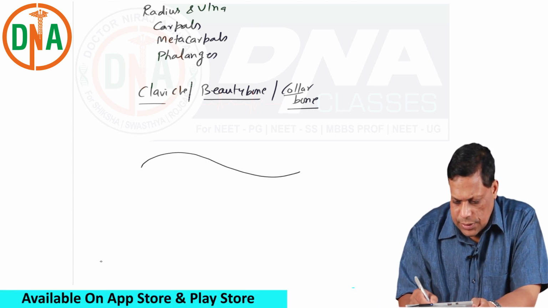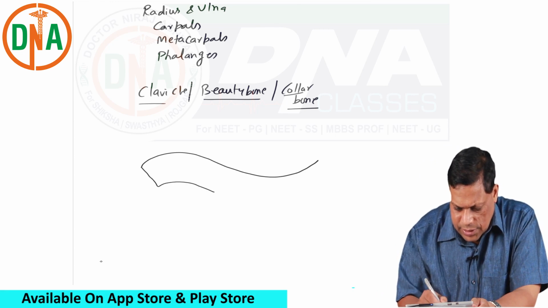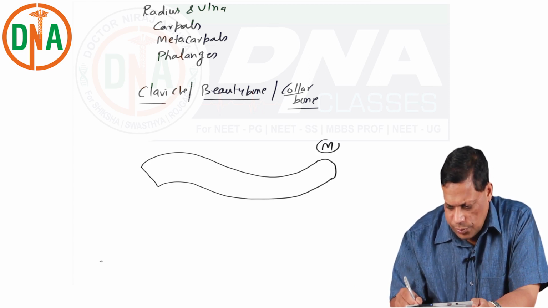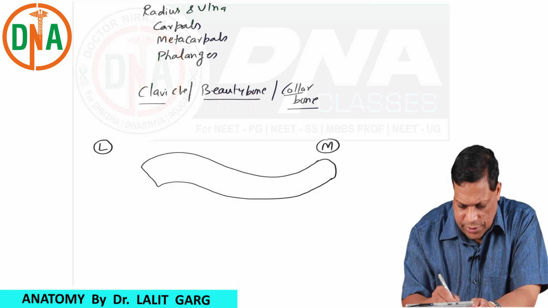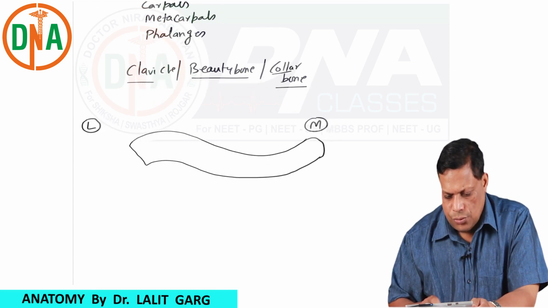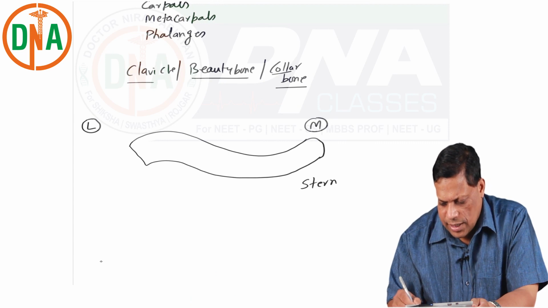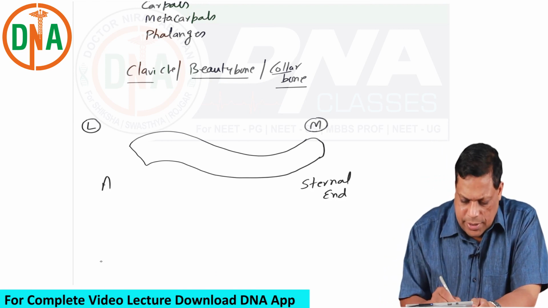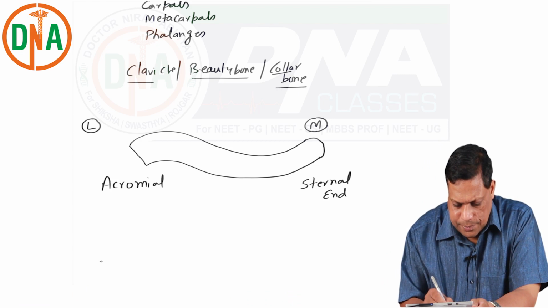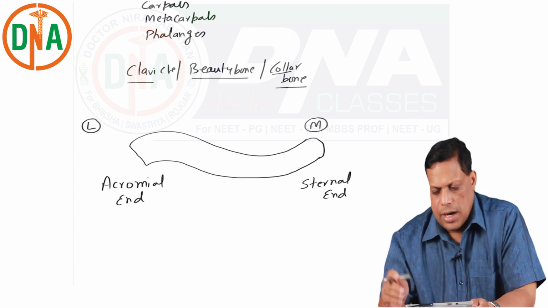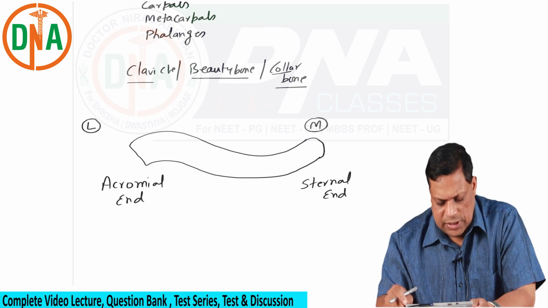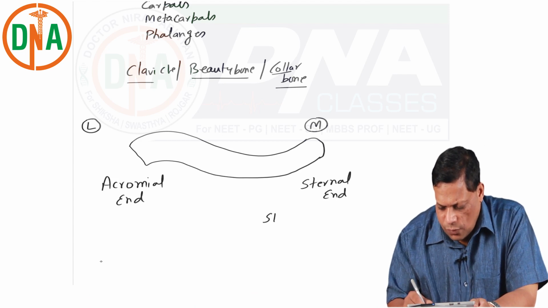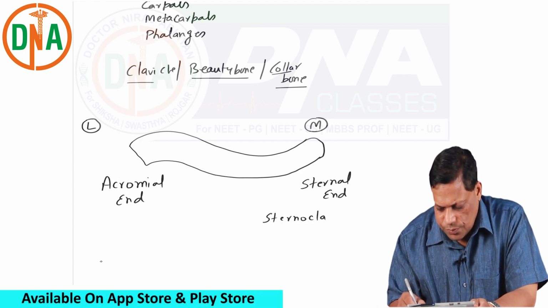Now see this. This is the clavicle bone. This is the medial end and this is the lateral end. As I showed you, the medial end is the sternal end because it articulates with the sternum. The lateral end is the acromial end. It articulates with the acromion process of the scapula. The sternal end articulates with the sternum to form the sternoclavicular joint.